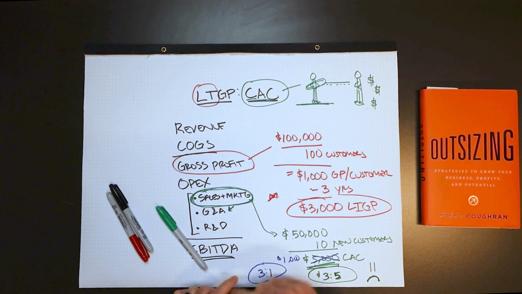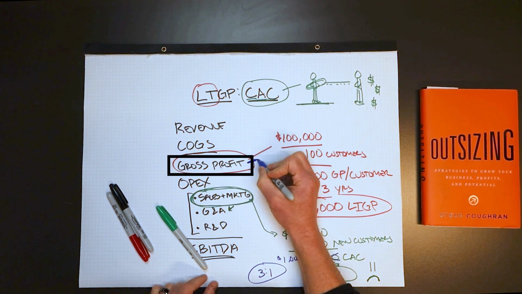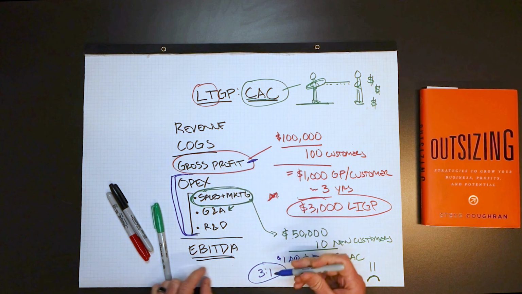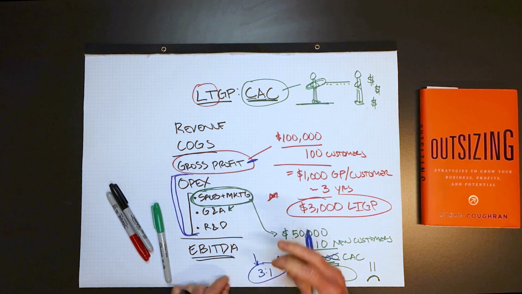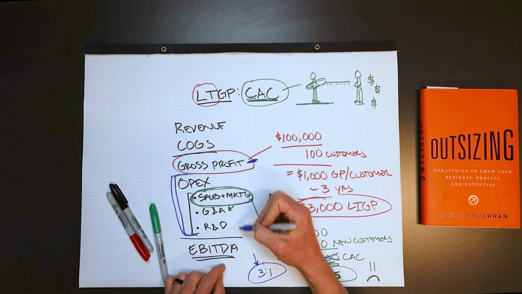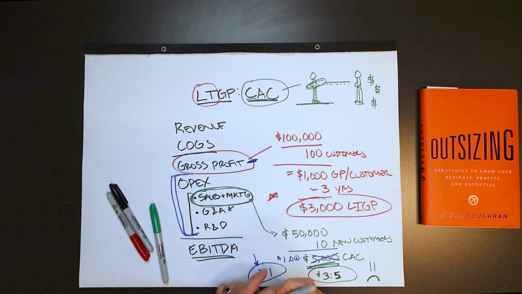Now, here's the important thing. This $3 in profit is gross profit. You still have to cover all your OpEx. That's why I say a 3-to-1 ratio is the minimum, right? If you're not pulling in a 3-to-1 ratio, you're probably breaking even, because once you earn gross profit here, you cover your OpEx, you're not going to have a whole lot left over if it's below 3-to-1.